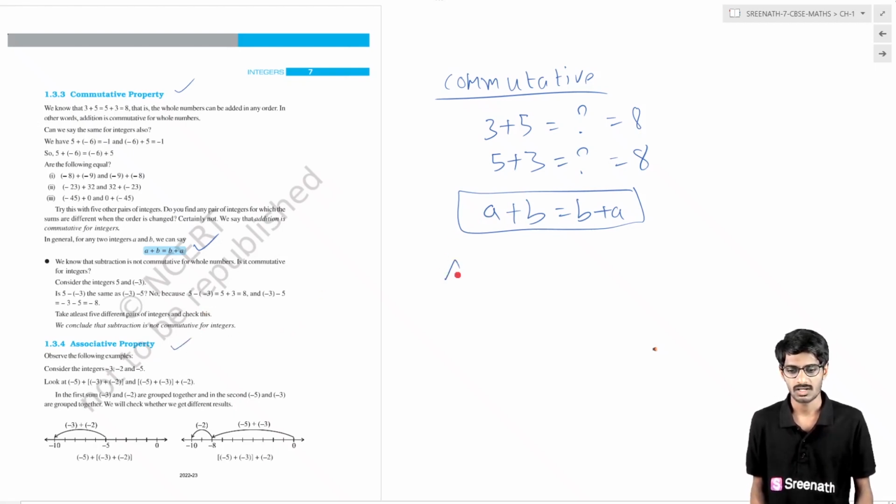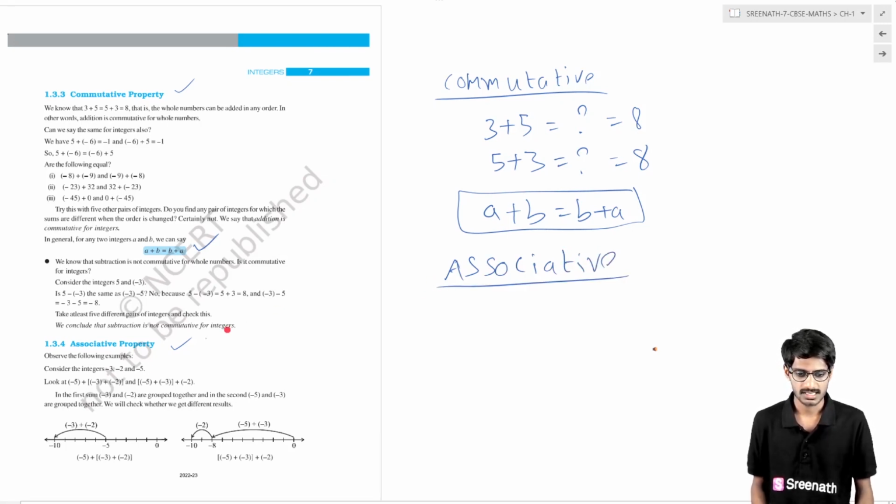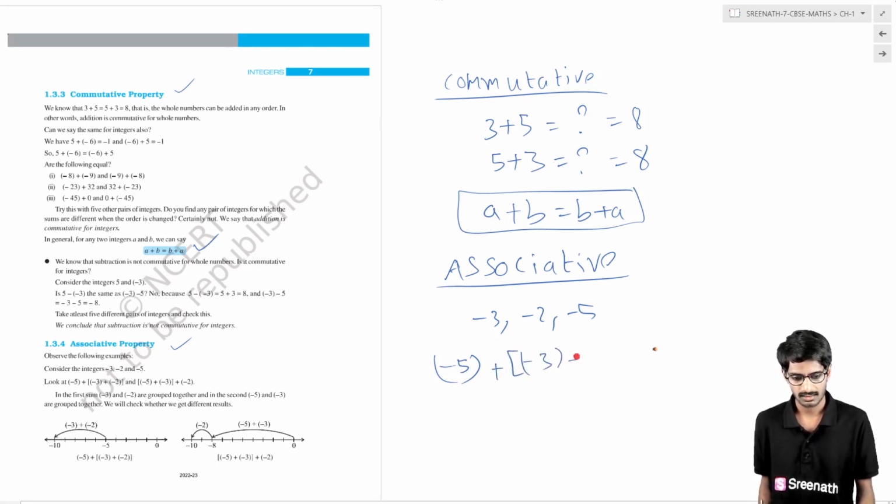Next, the associative property. What is meant by the associative property? Basically, there are the integers -3, -2, -5. Okay, now what do we have to do? Suppose the integers are -3, -2, -5. Now what we will do is like this: -5 plus the big bracket -3 plus -2. Okay, what is the answer? Now again, -5 plus -3 in a whole bracket, then plus -2. Then what is the answer?